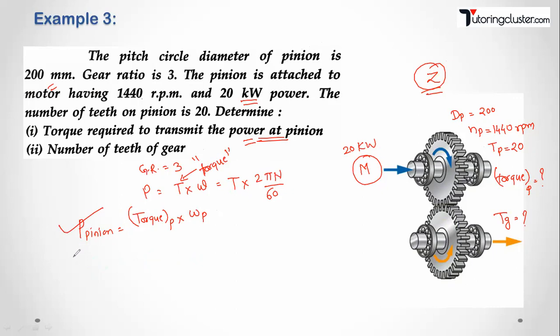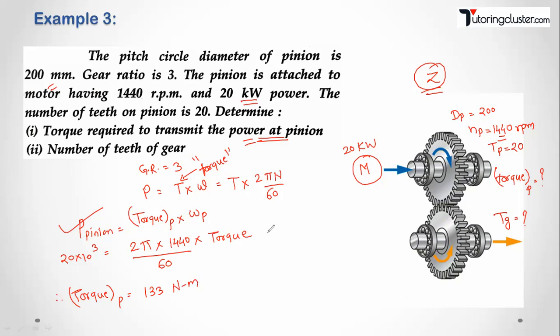So what is the power here? 20 kilowatt. 20 into 10 to the power 3, which is equal to 2 pi into what is the speed? 1440 rpm, revolutions per minute. That's why we are taking this 60 into torque. So very easy, you can do the calculation. You will get torque at the pinion, it is around 133. Unit is Newton meter. So this is the first answer.